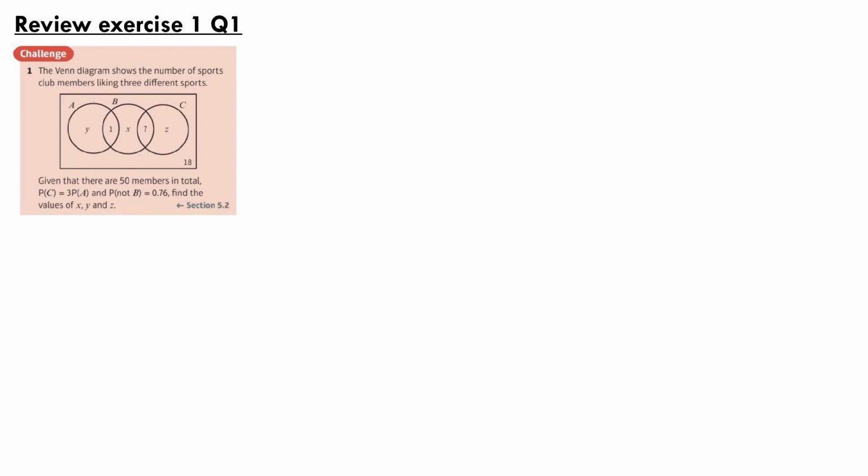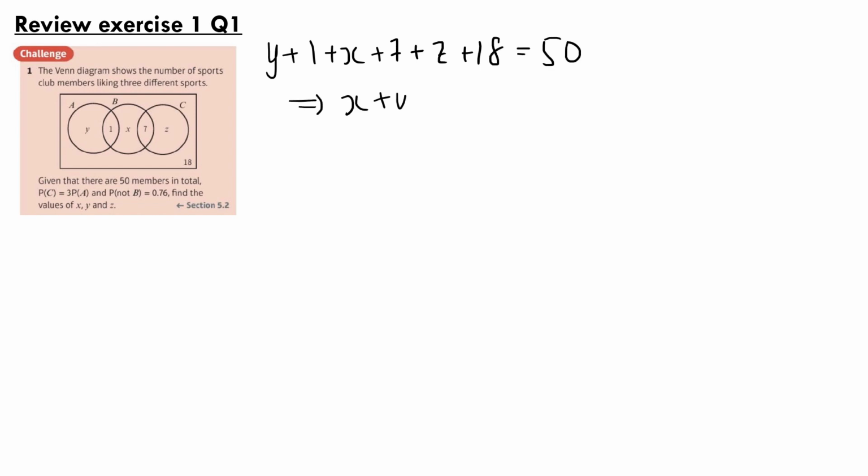So first of all, we know that there are 50 members in total, so we know Y plus 1 plus X plus 7 plus Z plus 18 is equal to 50. So we get X plus Y plus Z is equal to 24. So we'll call this equation 1.